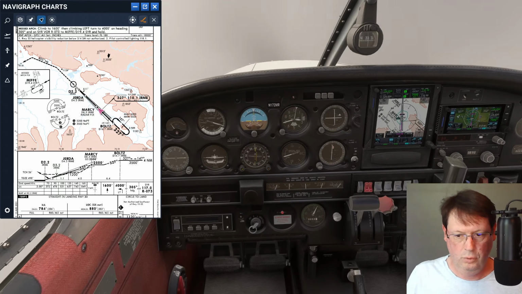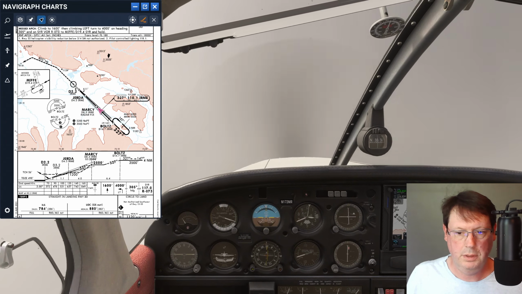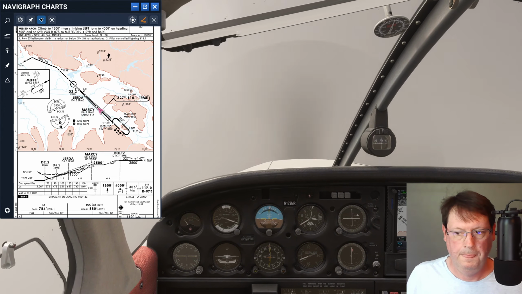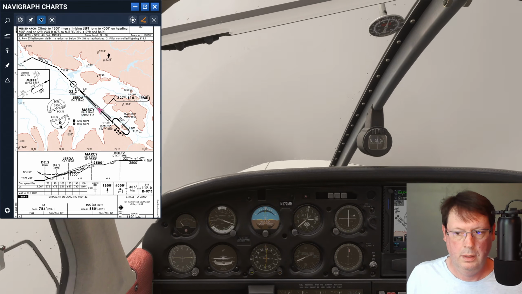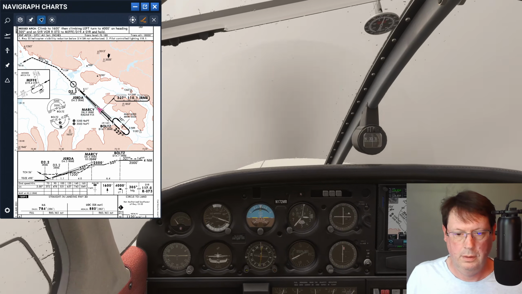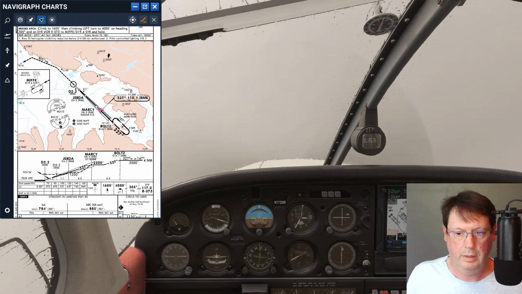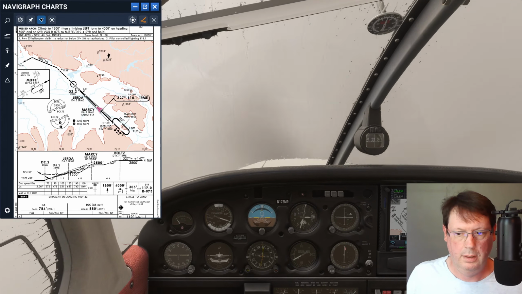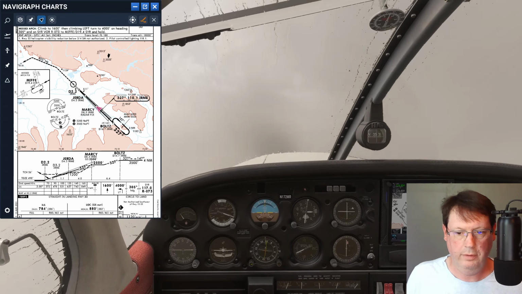Okay. Fuel pumps on, mixture is rich. Carb heat's cold. Seatbelts are secure. A little bit of power out here. Correcting back to the right. 2,500 at Marcy. And we are going to be 2,500 right at Marcy. Alright, 327, 327. Let's hold that. Marcy's good. Look at that, right at 2,500 at Marcy.